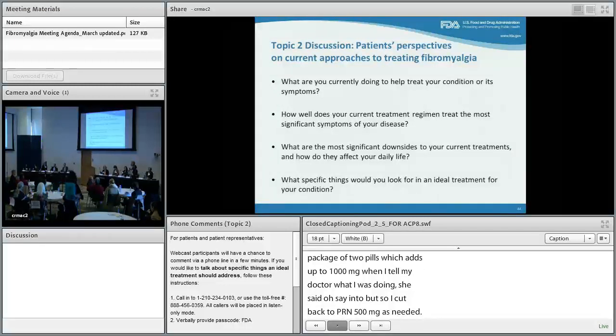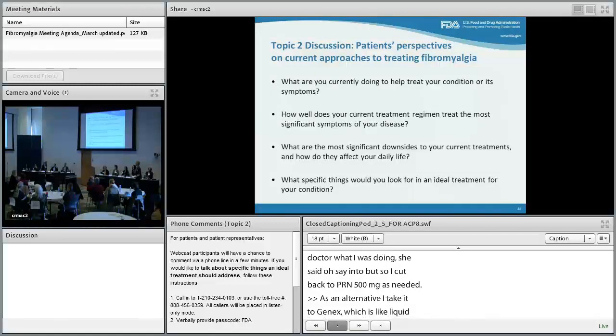As an alternative, I take isogenics, which is like a liquid food that I take normally once a day, but then I supplement it with what they call an accelerator pill, and that helps to increase my energy throughout the day.